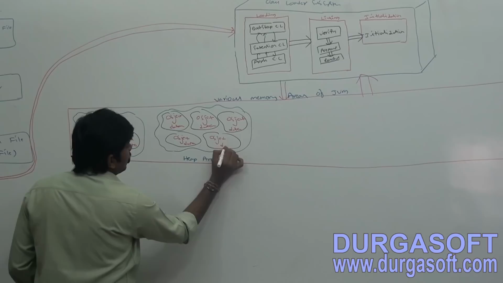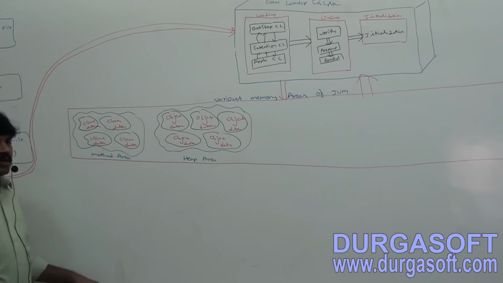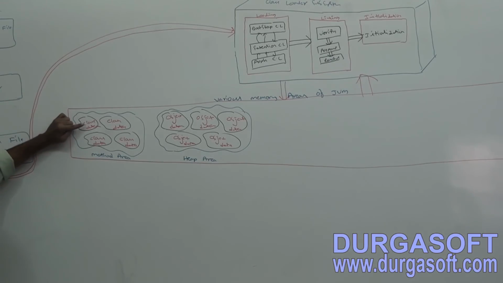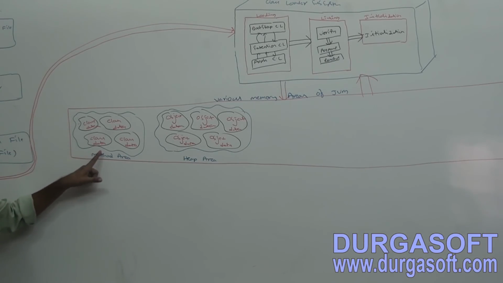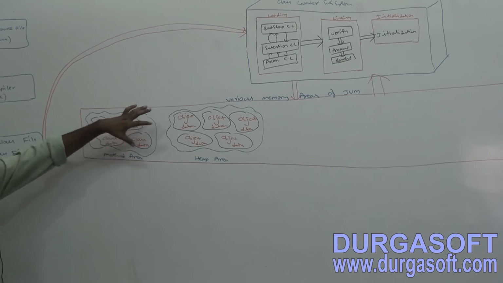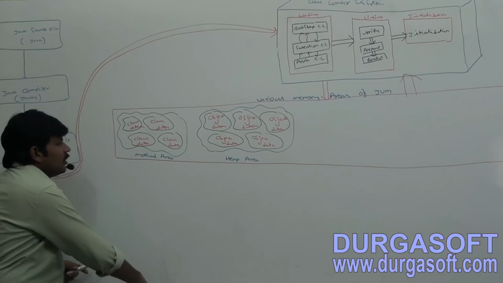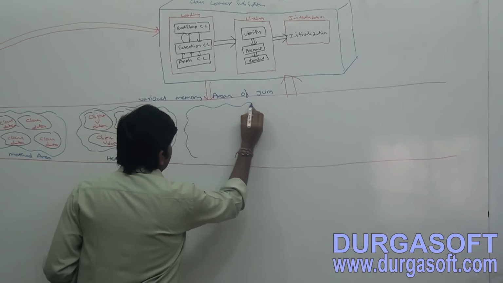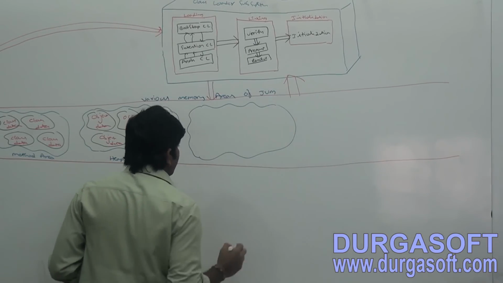I hope you are aware of instance variables, and the corresponding objects will be stored here. Next, after the dot class file is dumped into the method area, of course the corresponding static variables also will be saved here. Now the third one. Have you observed what the third memory area is?